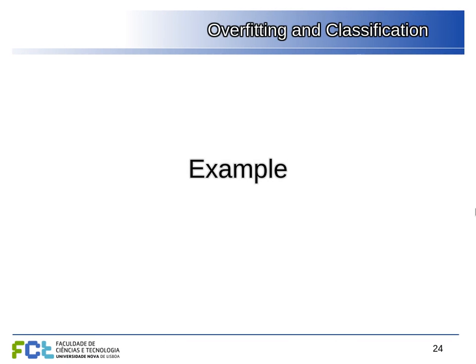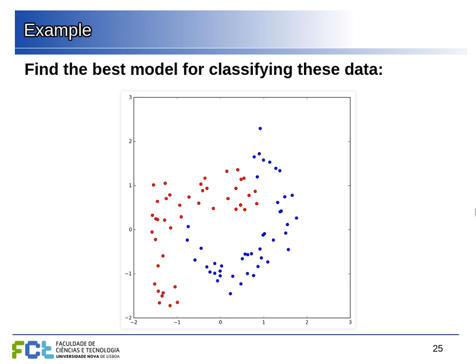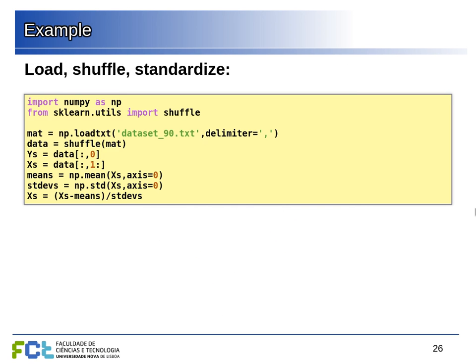So let's see an example of how we can use this. Let's imagine we have this data set here. We want to find the best way to classify this point. And we're going to start by loading the data and standardizing. So we're going to use loadtxt for loading the text file into a NumPy array, so a matrix of the points.